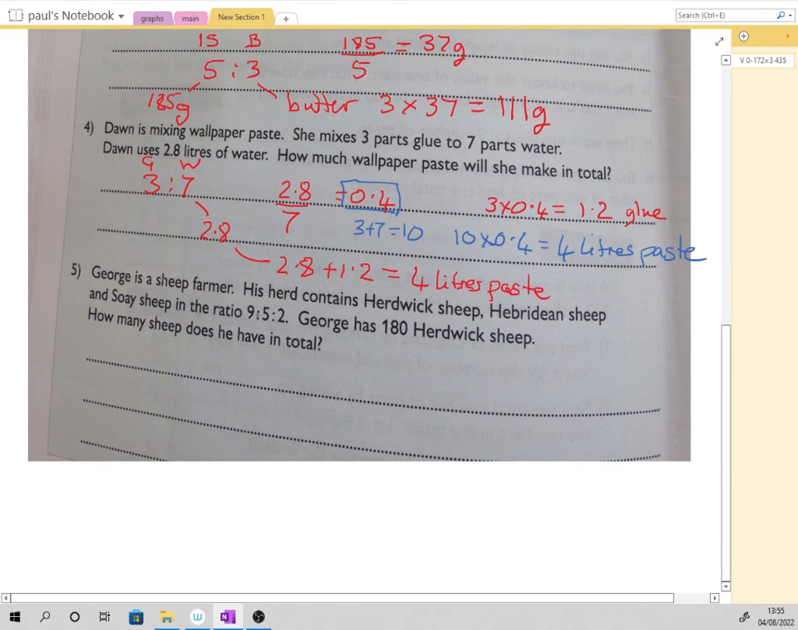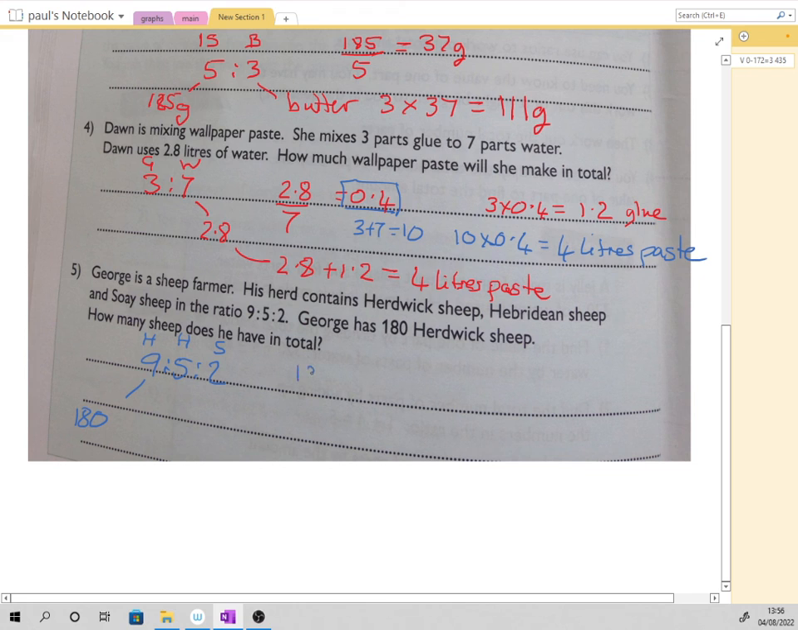Right, so George is a sheep farmer. His herd contains Herdwick sheep, Hebridean sheep, and Soay sheep in the ratio of 9:5:2. So we've got 3 lots. George has 180 Herdwick. How many sheep does he have in total? Right, so we do this the shorter way. So we've got a ratio of 9:5:2, and this is Herdwick, Hebridean, both H's, and Soay. He's got 180 Herdwick. So this is the Herdwick, the one on the left, 180.